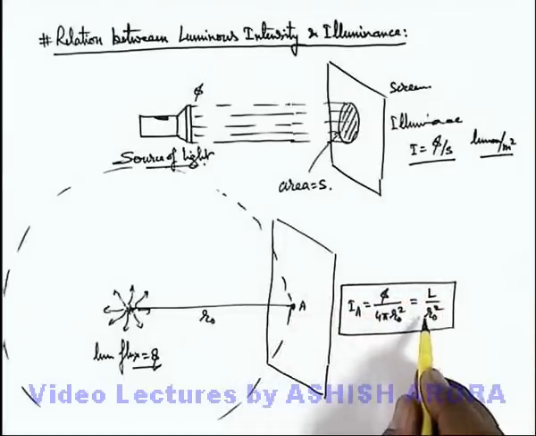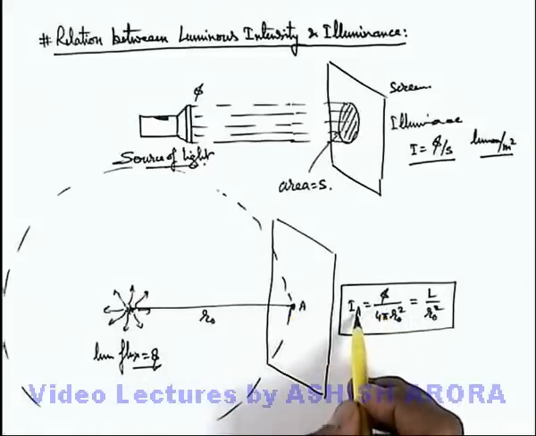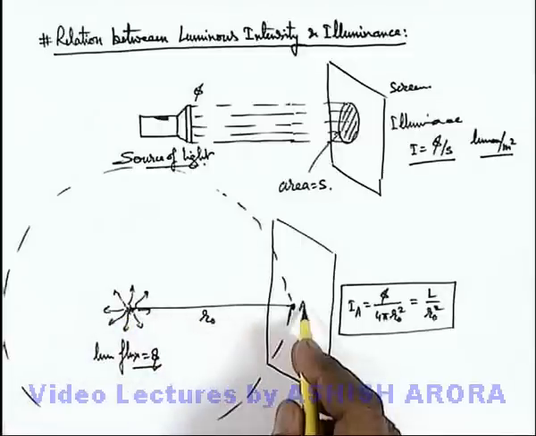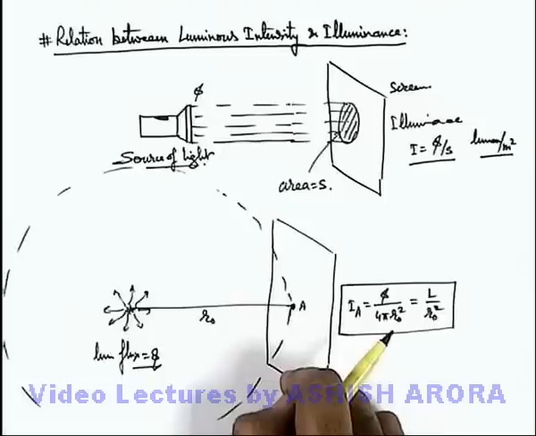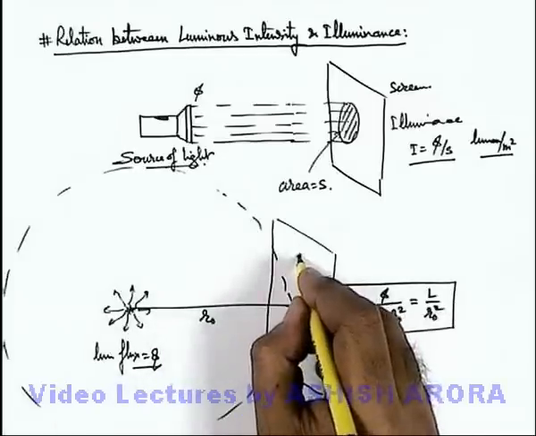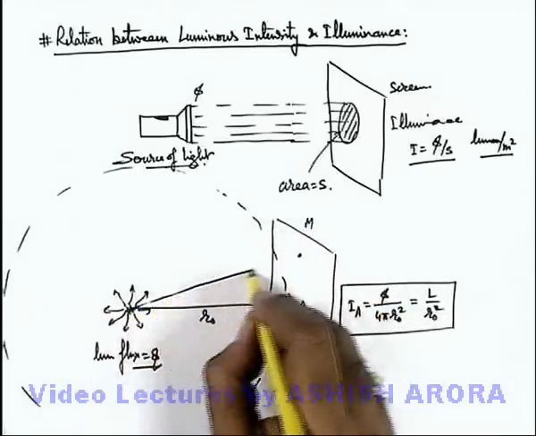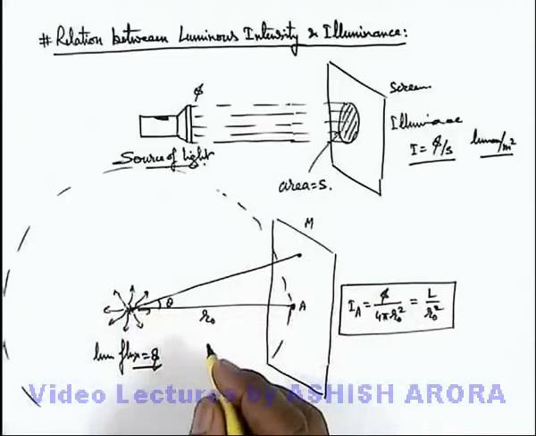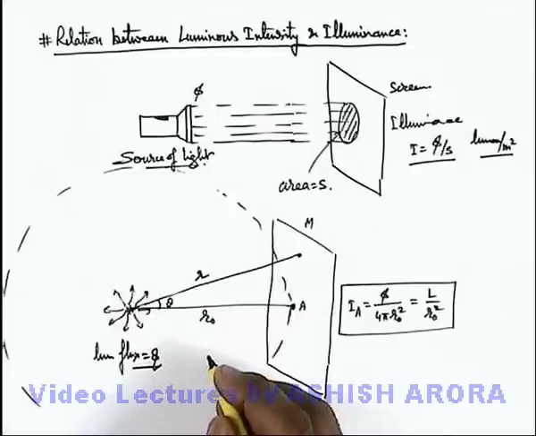This is a relation we can directly state. But this is valid only when the point where we are calculating illuminance and relating with luminous intensity is normally placed with respect to the direction of propagation of light. Say we consider a point over here, this point is say M, which is located at an angle theta with respect to the normal direction, and say this distance is r.